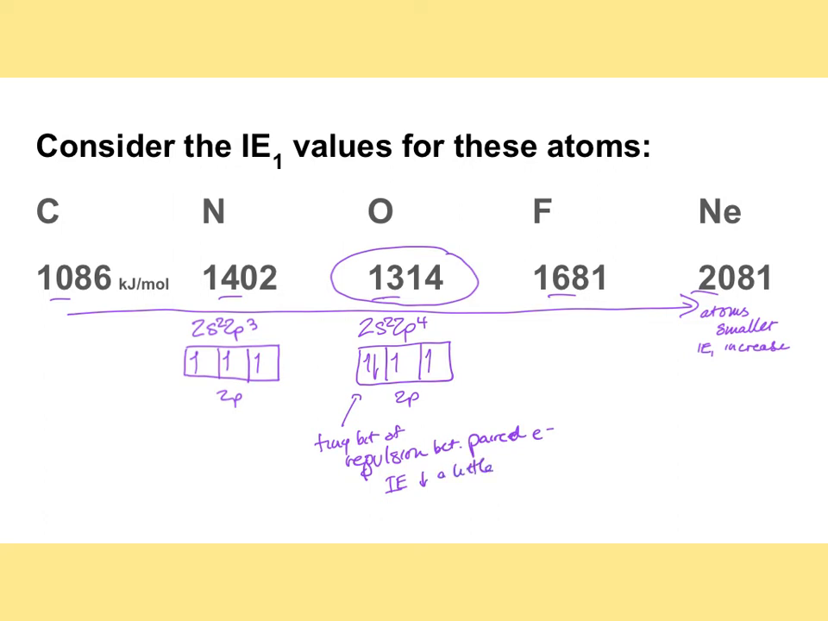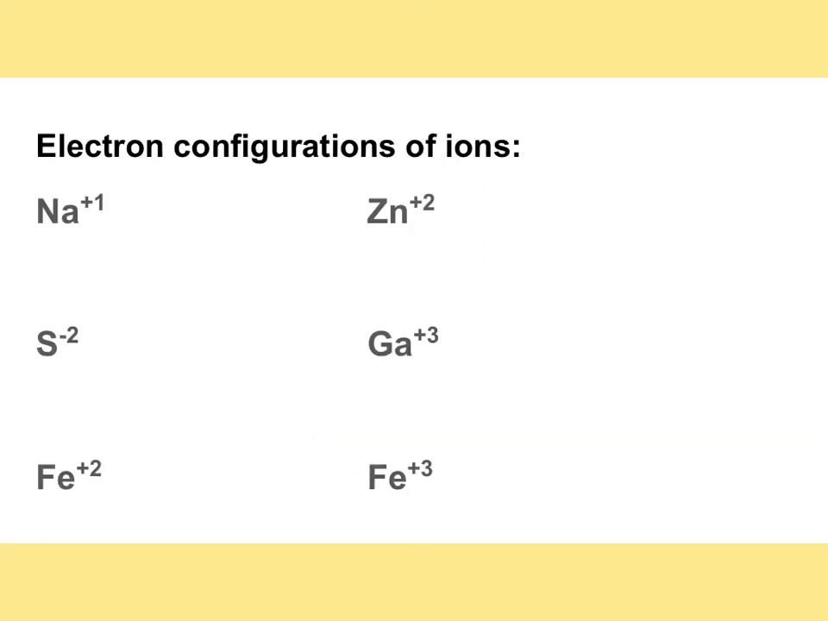This only exists here for oxygen. When I get to fluorine, I've definitely got more paired electrons in fluorine. However, the atom has gotten small enough that the radius is more significant than that little bit of repulsion between electrons in the orbital. So it's just a tiny glitch for oxygen because of electron pairing.